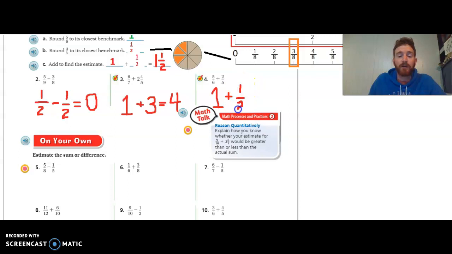And then we can just think, okay, well, what's 1 plus 1/2? Well, just like we saw up here, 1 plus 1/2 would be 1 and 1/2. So again, we'll work with mixed numbers a little bit down the road, okay? So that's how we can do 2, 3, and 4. Hopefully you did okay on that yesterday.